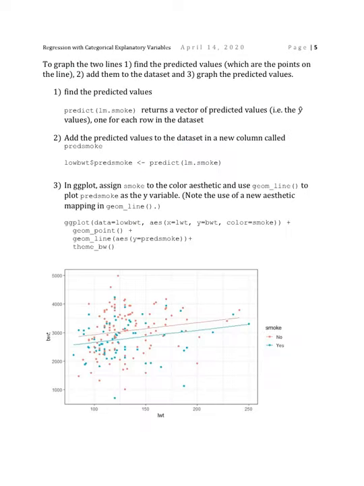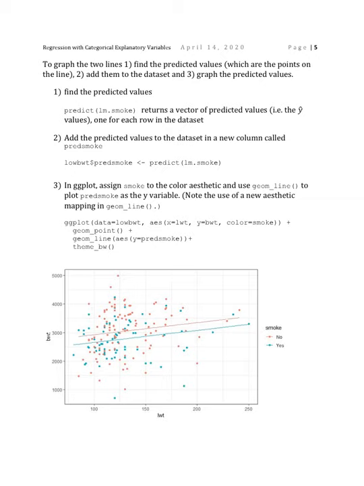Now, to graph the two lines, we're going to have to do a couple steps first before we do the ggplot statement. And the first one is to find our predicted values. And to do that, we're going to take our linear model object, which I called LM smoke, and we're going to feed that as an argument into this predict function. That's going to return a vector of predicted values.